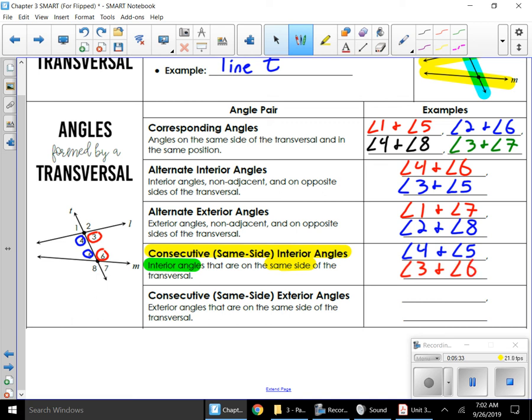And then switching from consecutive interior to consecutive exterior, notice what changes. Instead of angles on the inside, I want angles on the outside. I'm still talking about ones on the same side of the transversal. So instead of all of this stuff inside, I'm now looking at angles like 1 and 8. Again, they're both on the left side of the transversal, they're on the same side. And then I have 2 and 7, my angles on the right.